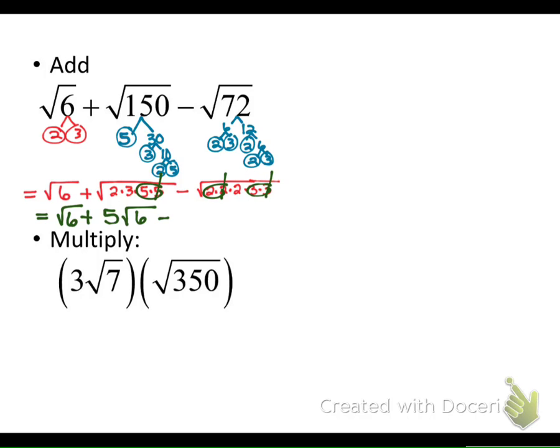What's my outside? 6. And then what's my inside number? My radicand? 2. We're not done. We've got to simplify it now. So now that each square root is in simplest form, I need to combine like terms. When I add and subtract square roots, my like terms are based on what? What do I have to look at to determine if they're like terms?